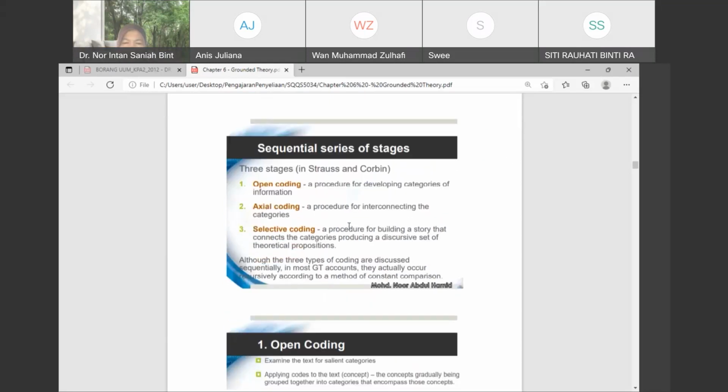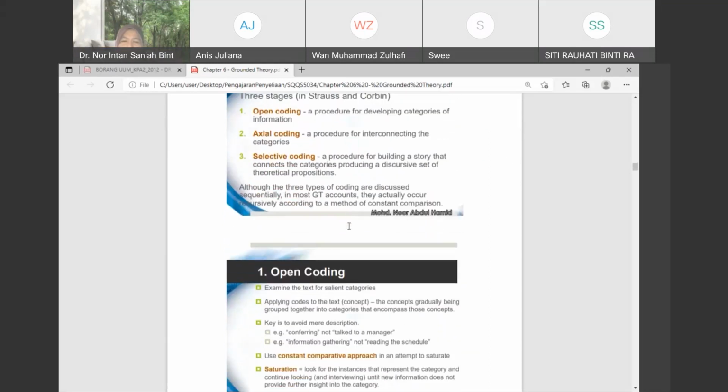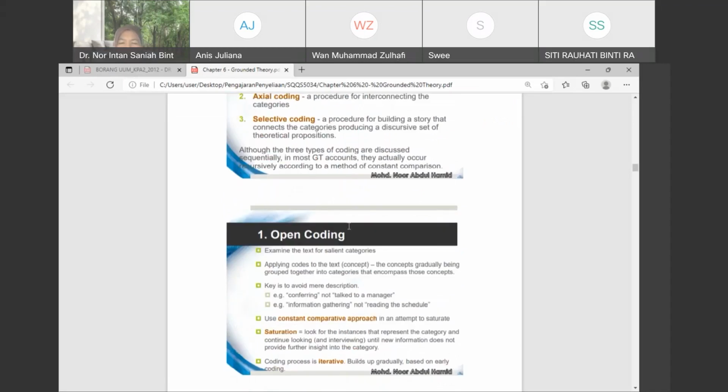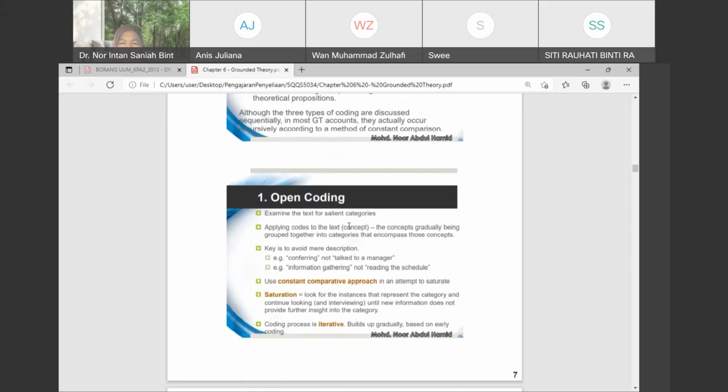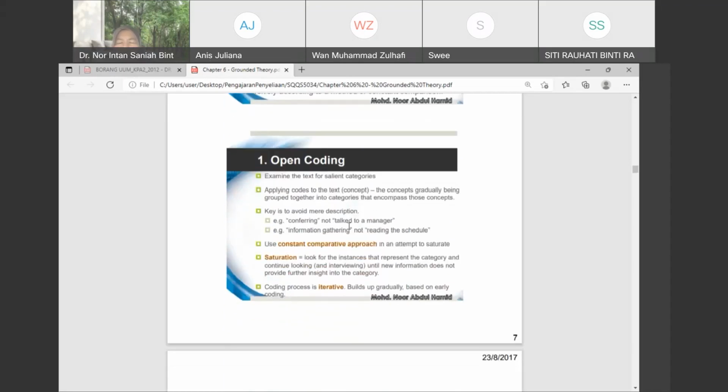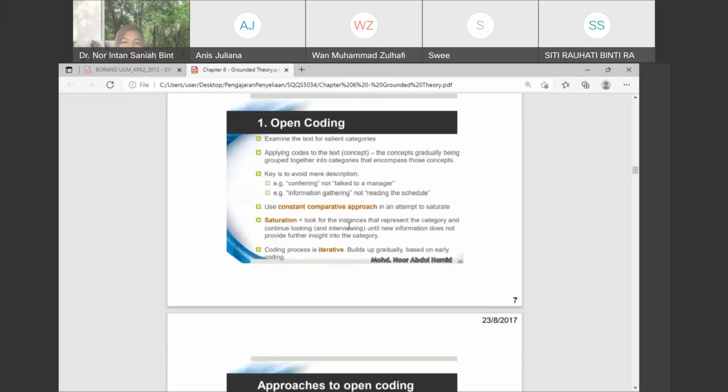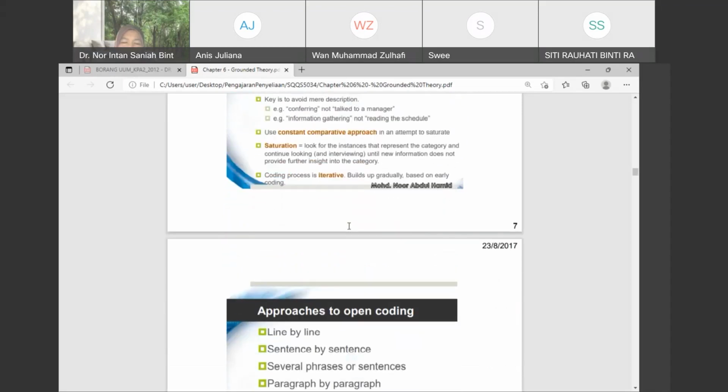Okay, so where we analyse, we analyse manually, transcribing, and then we look at the instances until we see that no more information is being achieved, and that's considered saturated. And then the iterative part, the coding is an iterative process, meaning you go gradually, based on what you decided at the early stage. So there can be a few approaches.